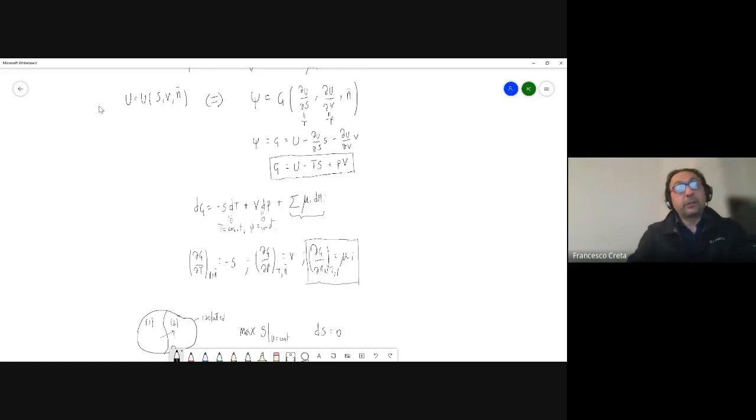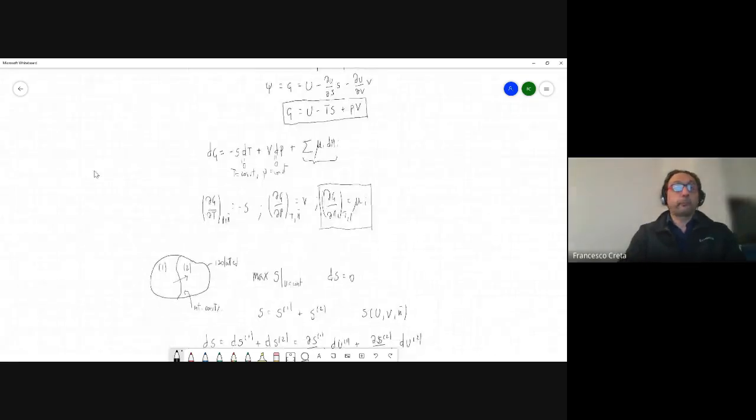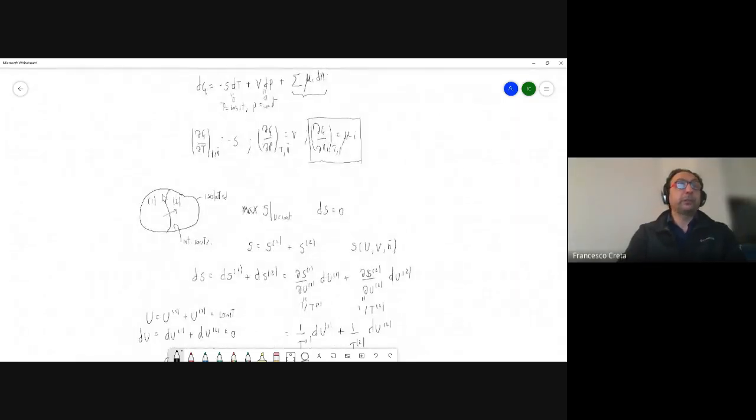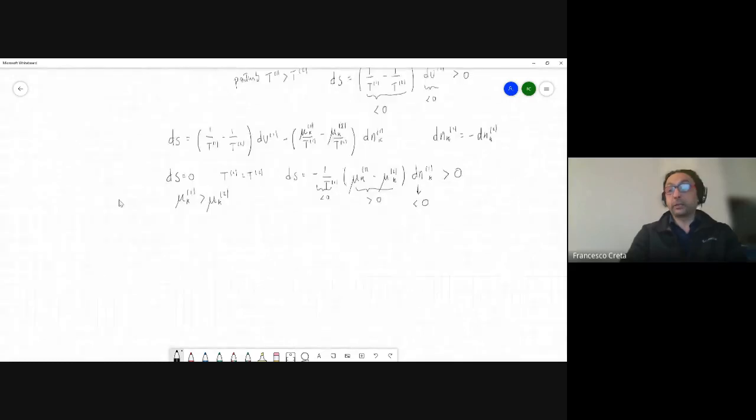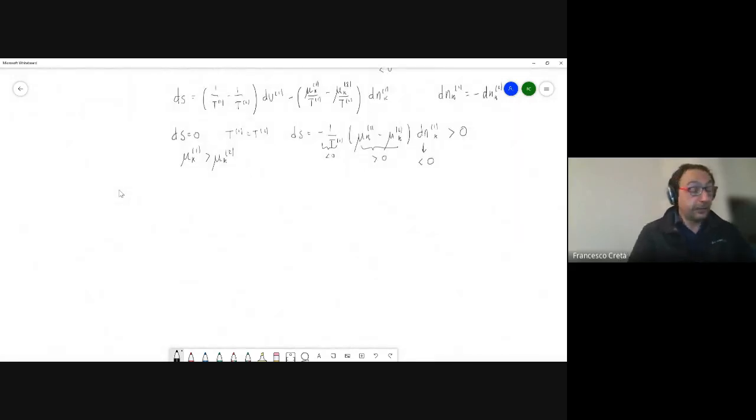So we will still use these concepts of isolated composite systems, but in a slightly different way. I have really a few minutes, so let me introduce the concept of reservoir. I'm only going to do it very briefly. So here.